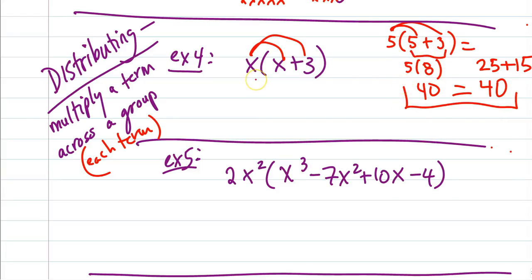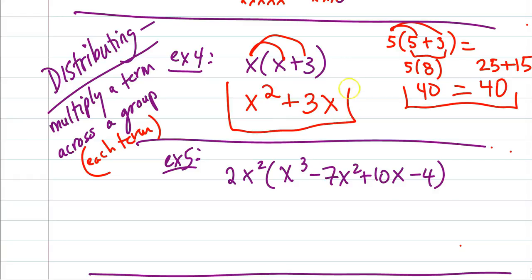So I can take this x and I can distribute it. X times x is x squared plus x times 3 would be 3x. Do not combine those. Those are not like terms. That would be it. Just distributing that x.